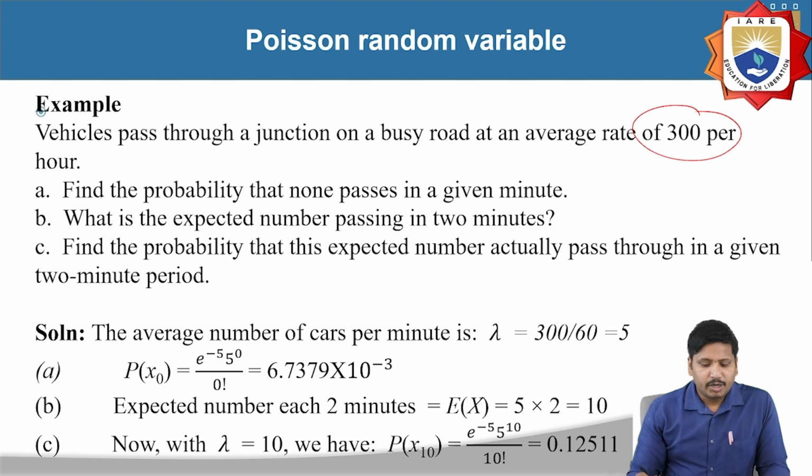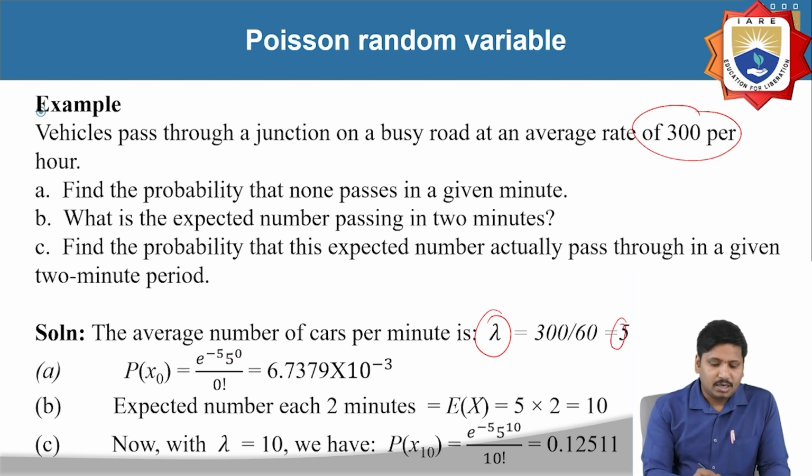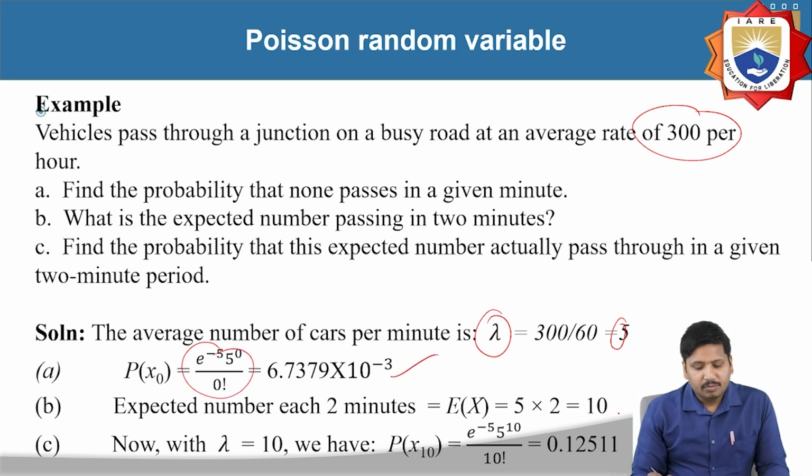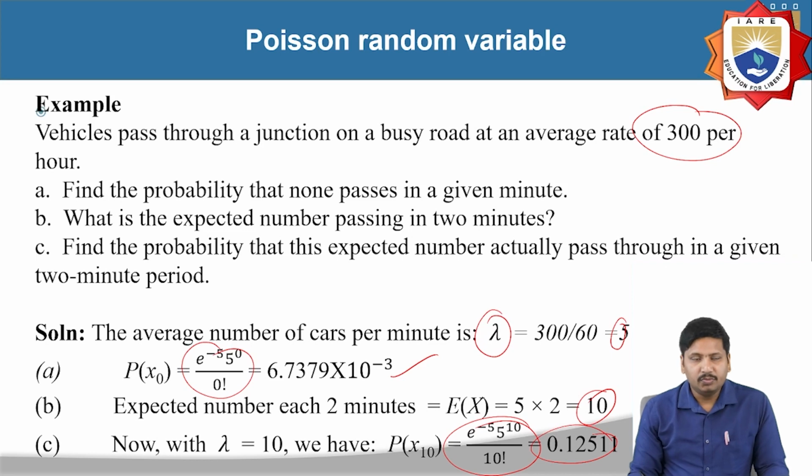For this, I'm going to calculate the number of cars per minute, denoted by the lambda value. That means 300 by 60, which is 5. By substituting this lambda value into the equation, I get this value. The expected number in 2 minutes is E of x, which is lambda into 2 minutes, that is 10. And with lambda 10, what is the probability of x equal to 10? By substituting those values of lambda and the power x, I get this value.